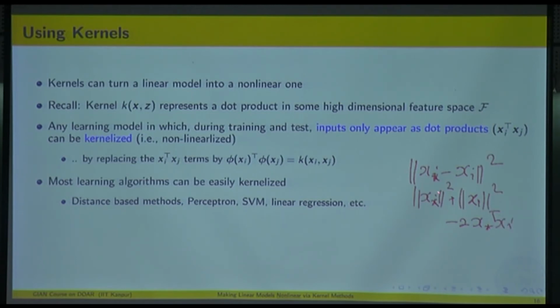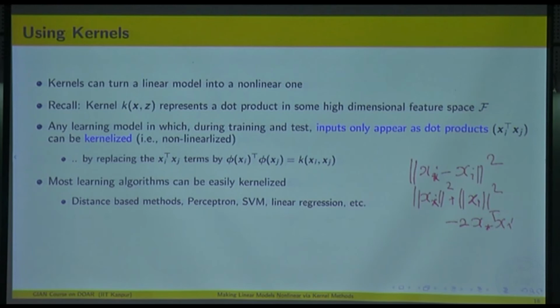And then what is this quantity? This quantity I can easily kernelize. I can simply say phi of x star transpose phi of xi. I can do the same thing for these quantities as well. I can simply say that it's phi of x star transpose phi of x star. So wherever I am computing a distance, I can easily kernelize. The inputs need not appear in the form of inner products. They can even appear as distances, which translate to inner products anyway.